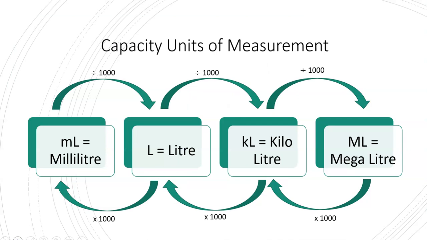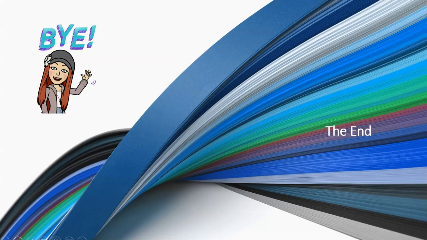Okay, so if we're converting between our units of capacity, if we're moving from millilitres to litres, we'd be dividing by 1,000. If we were going from litres to millilitres, we'd be multiplying by 1,000. And that is all on volume and capacity. Now time to have a practice.